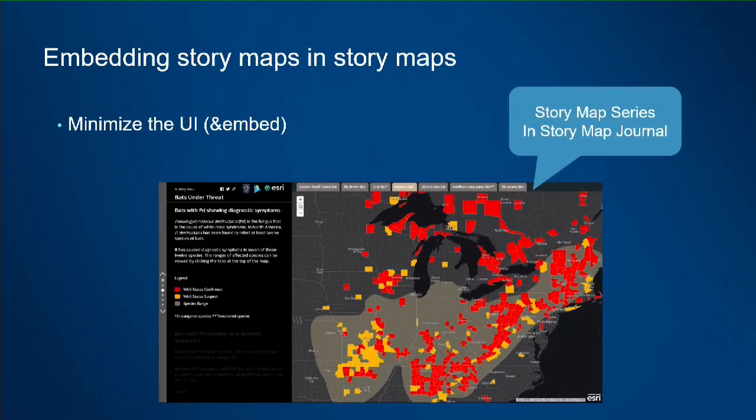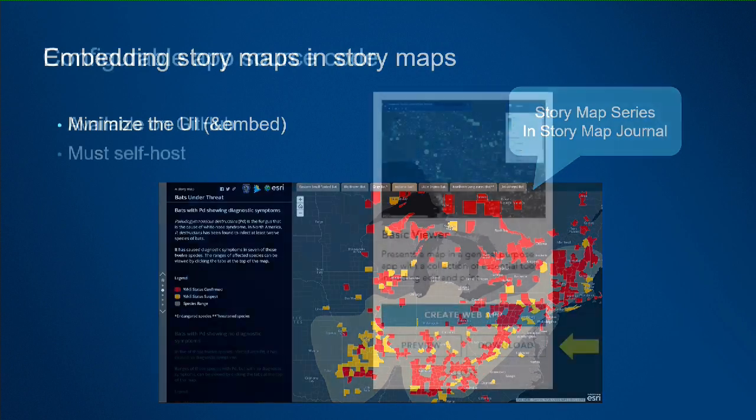You can also embed story maps in story maps, and this is an example of a story map series that's been added to the main page of a story map journal. Once again, we're using a tabbed story map series, and you can see that we've minimized the UI for that using &embed so that it behaves really well in its intended end environment.